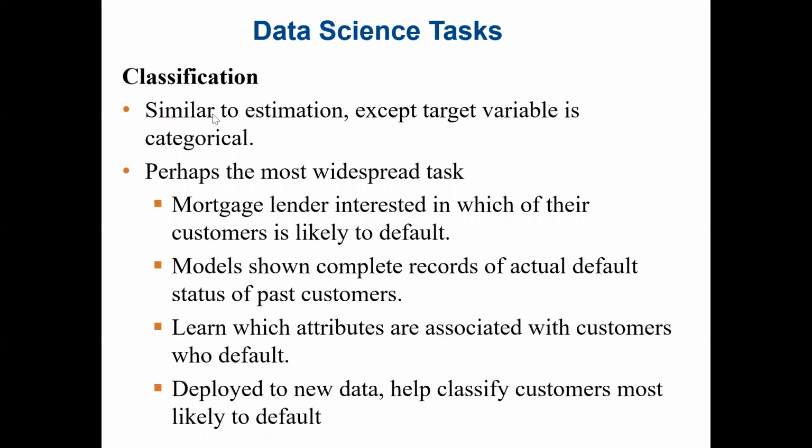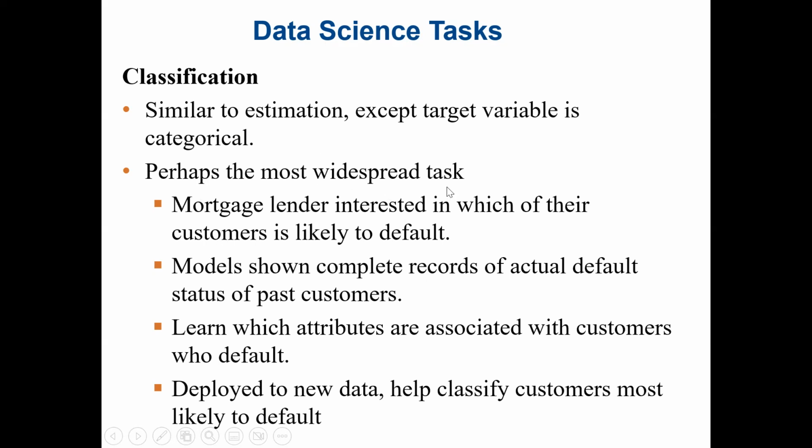Next will be the classification. So classification, again, is similar to estimation, except the target variable is categorical. So an example would be a decision tree. Do you have cancer? Positive or negative? Yes or no? True, false. So we can see that our target variable is categorical: true, false, positive, negative, etc.